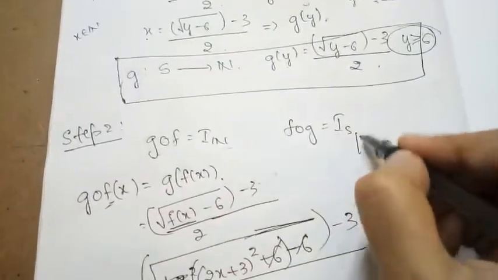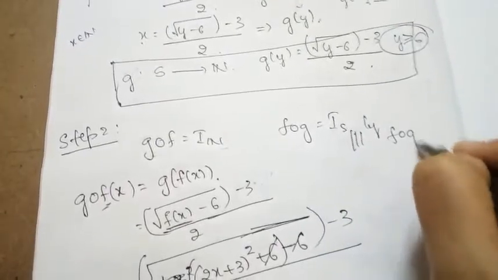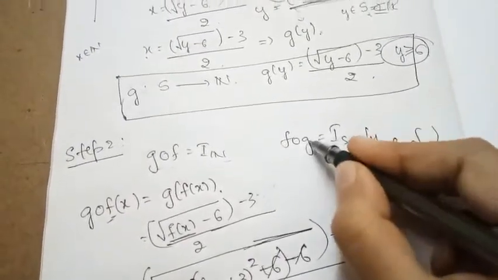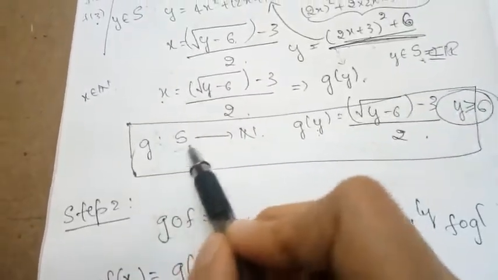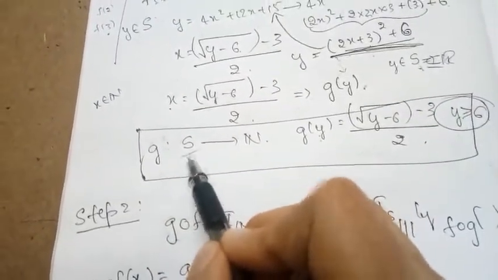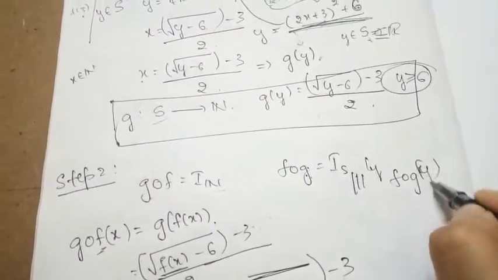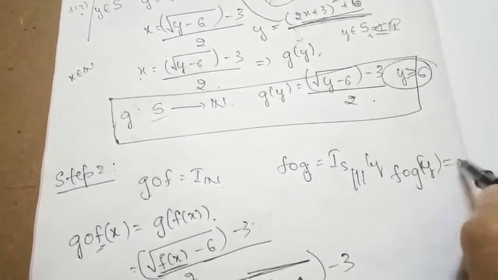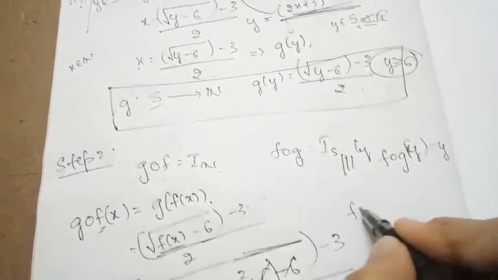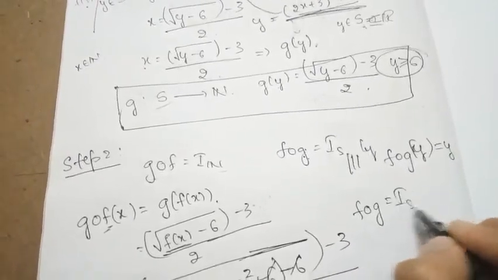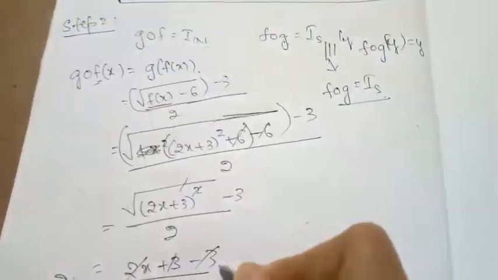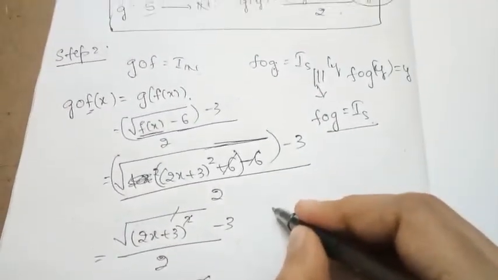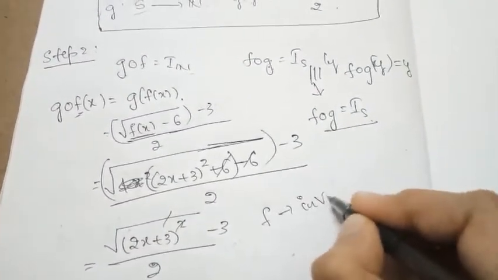You can similarly prove for fog. What is the input here? Input is from the domain of the function g, and what is the domain of the function g? S. And what are the elements belonging to set S? It is y. So if you input y and finally if you got y, then what it implies, fog is equal to I_S. So this one, prove it by yourself. So now we have proved gof is equal to I_N and fog is equal to I_S. Then clearly what, f is invertible.